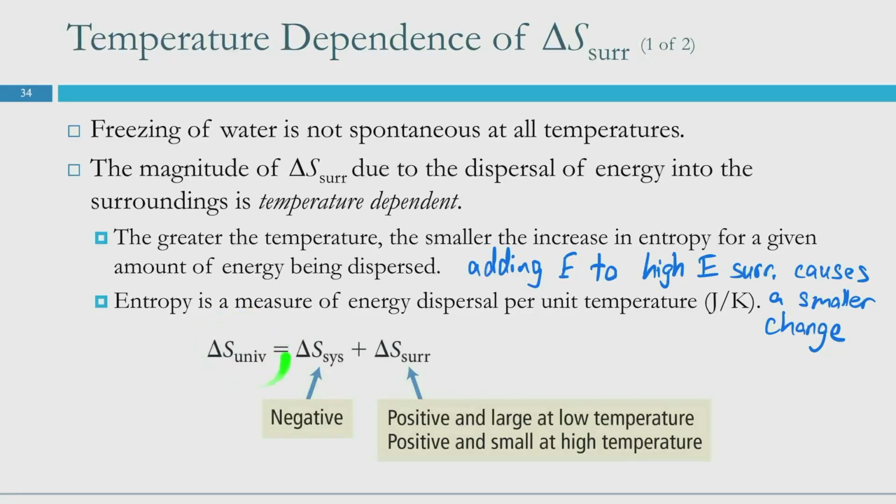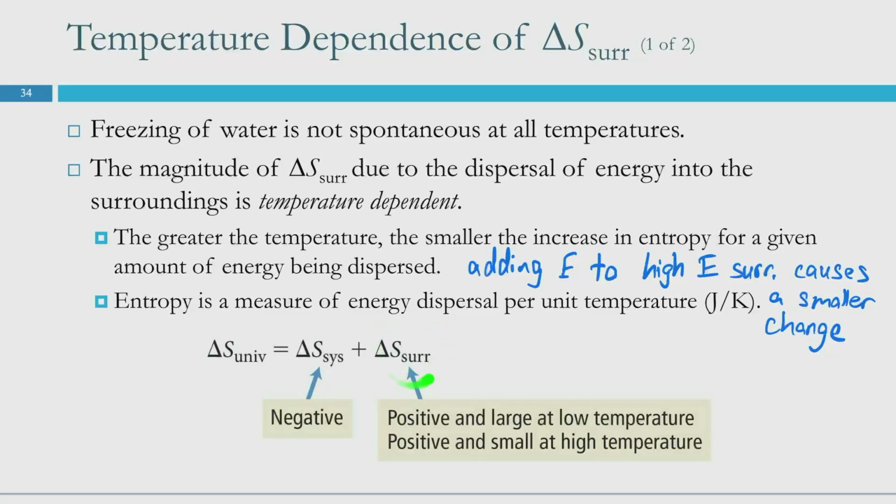Our entropy, again, a measure of energy dispersal per unit temperature for the universe, has to be increasing. If our change in entropy for the system is decreasing, we are reducing the number of energetically equivalent states by locking our molecules into the solid form. They can't move past each other. They can't really rotate anymore. Right? We have a negative change in entropy of the system.